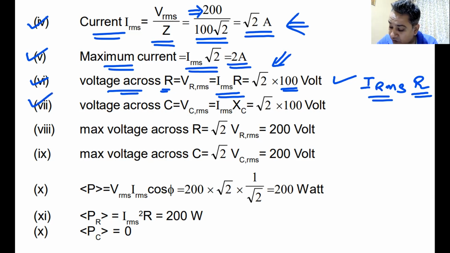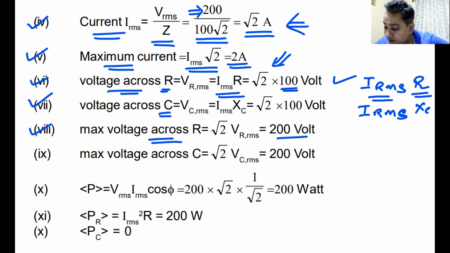What is the voltage across C? It will be IRMS multiplied by XC. Remember that, pure resistive and pure capacitive circuit. Maximum voltage across R will be root 2 times the RMS voltage. So answer is 200. Maximum voltage across C is root 2 times the RMS voltage.